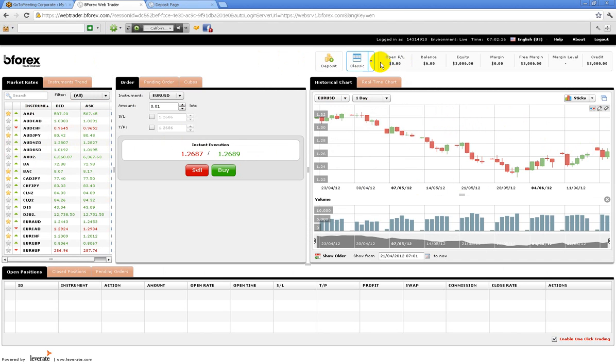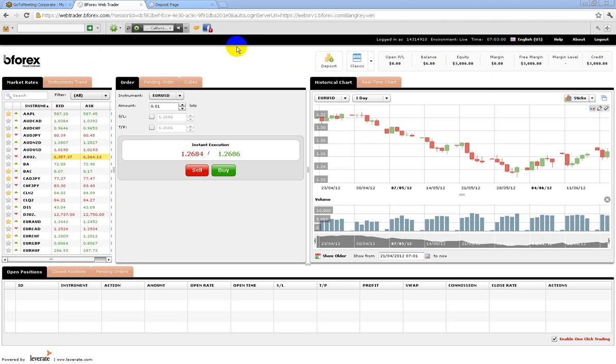Now on the classic view, on the top right of the classic view, we have the open profit and loss. We also have the balance, the amount that we have deposited, the equity, which is with the leverage. I will be explaining that later on. Margin level, I will also be explaining that. And the credit. The credit is with the bonus that is provided, as you can see here.